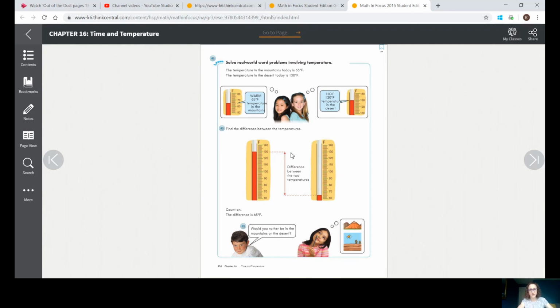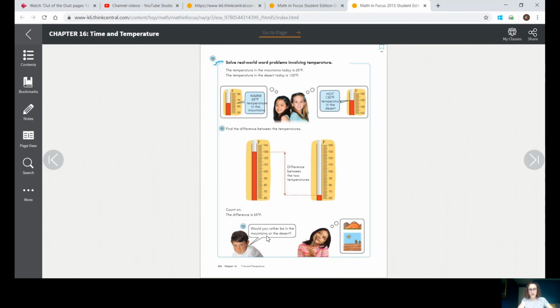This says find the difference between the temperatures. So they say count on, and the difference is 65. So from 130 to 65 is 65.